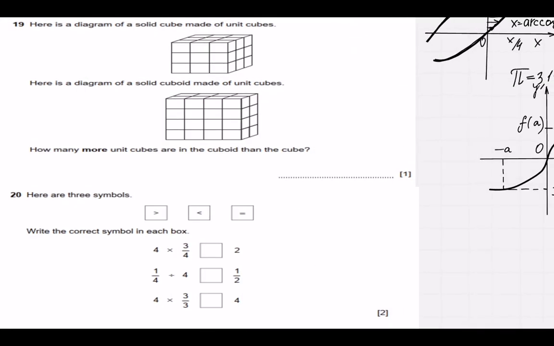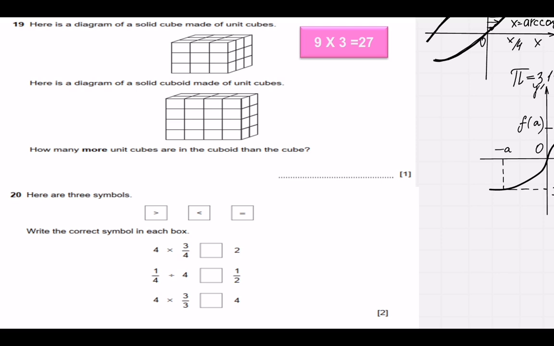Unit cubes. Here is a solid cuboid. Up we have a cube, down we have a cuboid. Both are made from the same unit cubes. I need to know how many more unit cubes. So let's count the upper part. In each layer we have 9. 9 times 3, 27. So the upper one is made of 27 unit cubes.